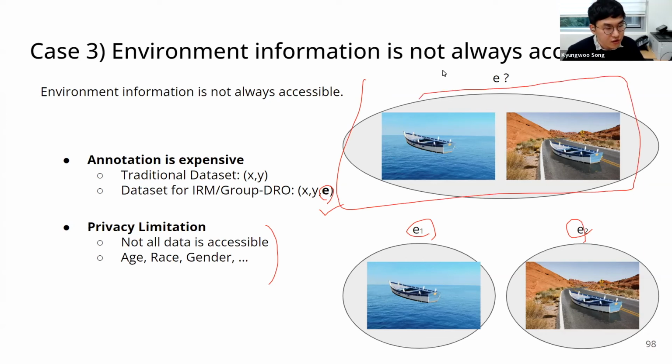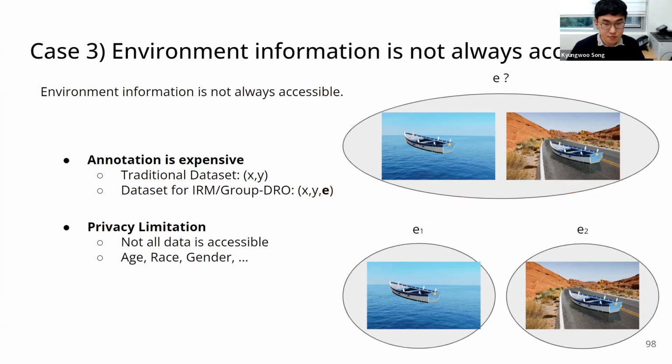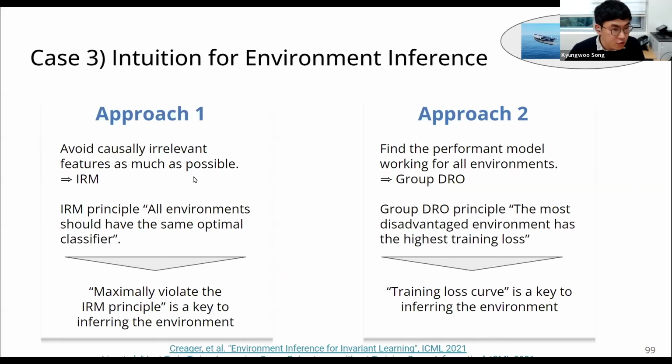One of the strategies is to infer the environment labels automatically. To infer the environment, we will utilize the principles of IRM and group DRO. The principle of IRM is that all environments should have the same optimal classifier for invariant feature learning. The IRM principle reduces the difference between the environments. It means that violating the principle of IRM encourages the difference between the environments. Therefore, we can infer the environment of each data instance.